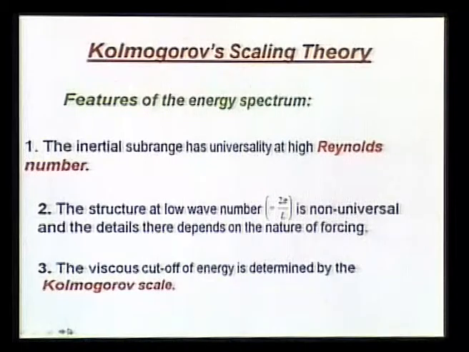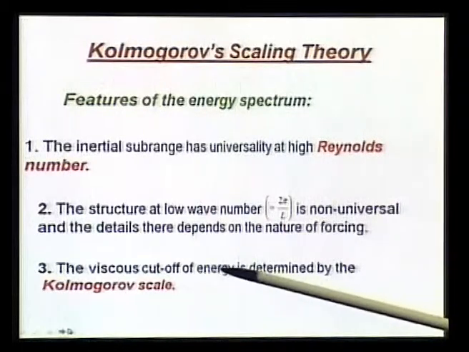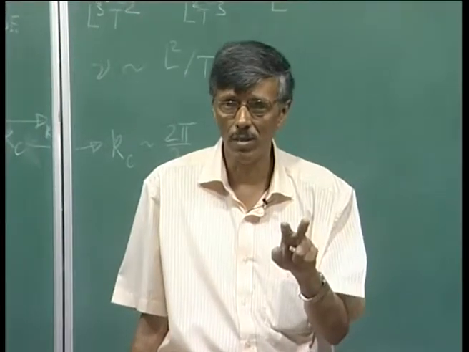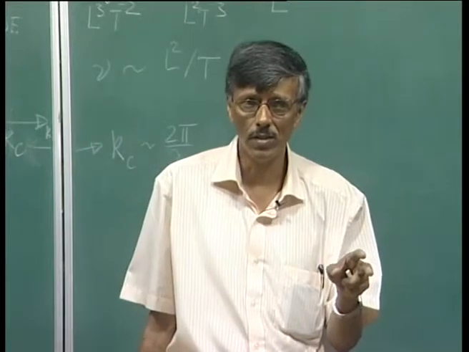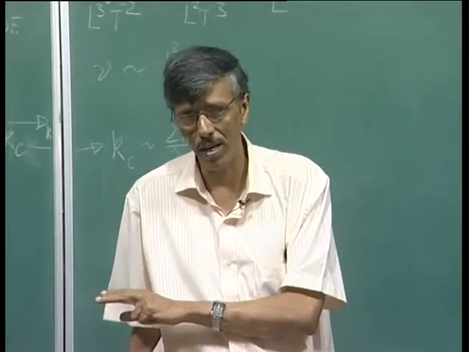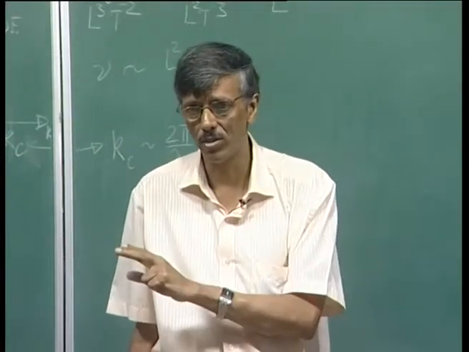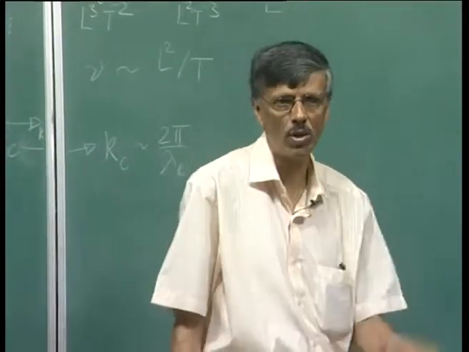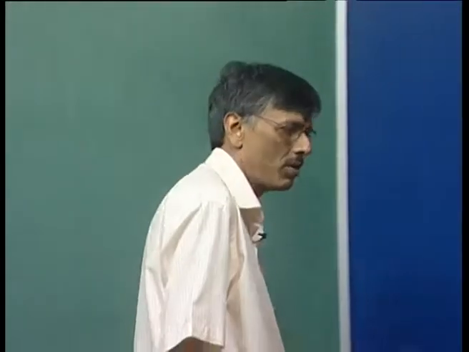However, the viscous cutoff that actually cuts off the energy is determined by the Kolmogorov scale. So, at least 3 things we have, and 2 are determined if Reynolds numbers are high. One is of course the microscale, and the second is the inertial subrange. What happens in the low k range? We have no idea, because it is flow dependent. We are going to have different flows, and we will have different spectra.